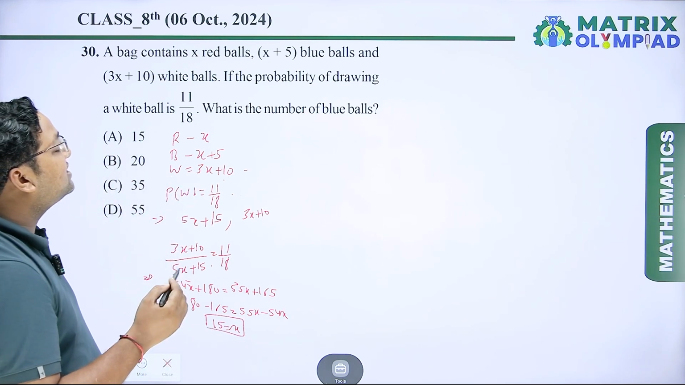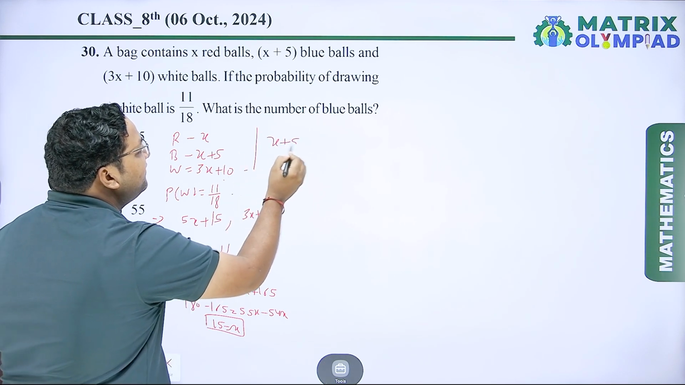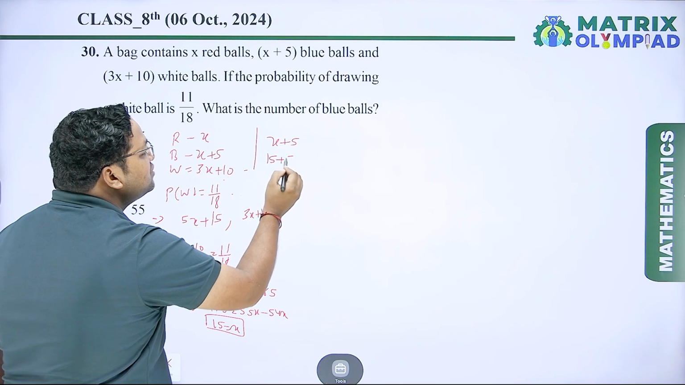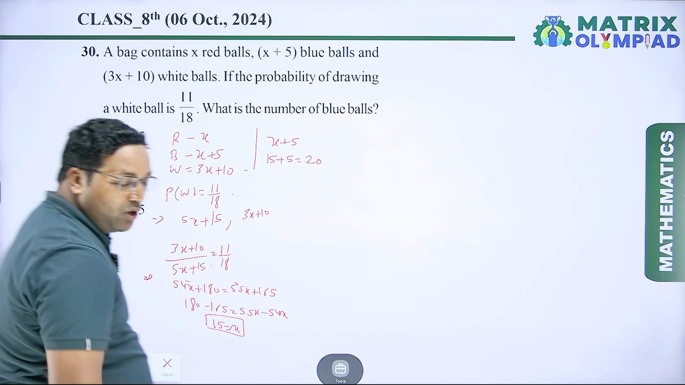And in this question, what is the number of blue balls? So number of blue balls are x plus 5. The value of x is 15. So it is 15 plus 5, which is equal to 20. So the correct option is B option.